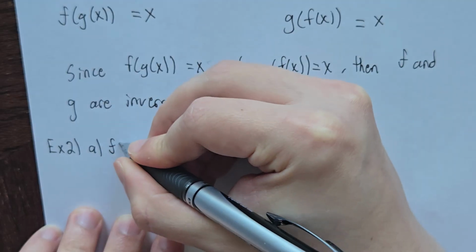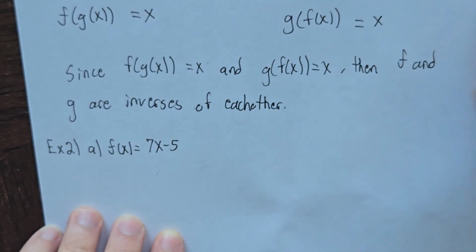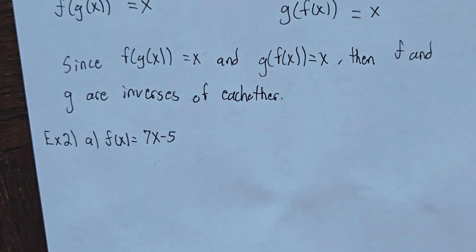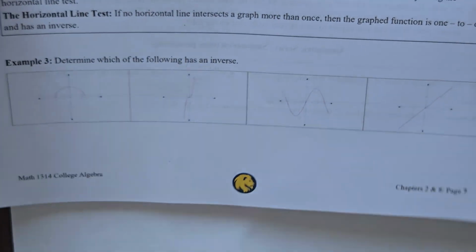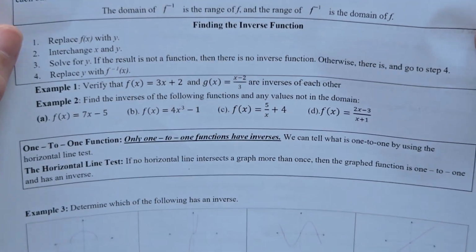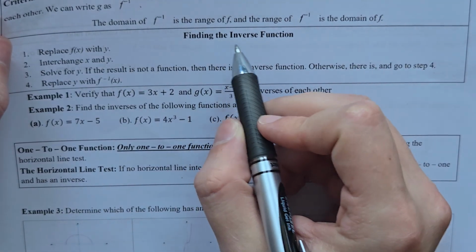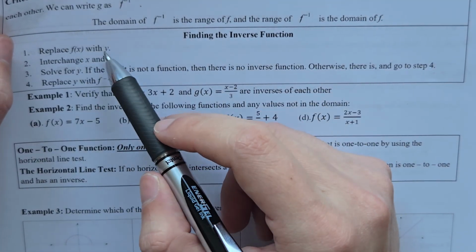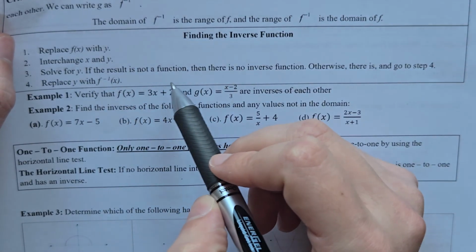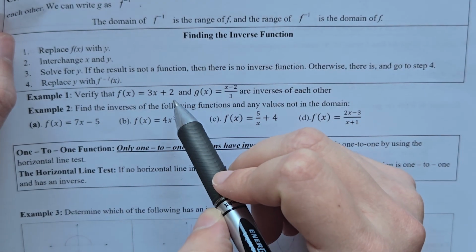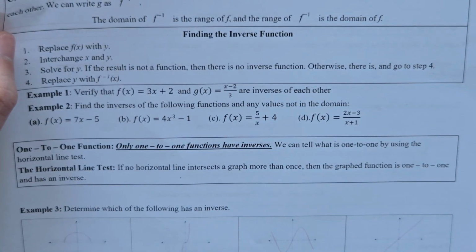A says f of x is equal to 7x minus 5. Now, I'm going to flash it one more time real quick, but there is a procedure for how to find an inverse of a function. It's given to us right here in the notes. It says that to find the inverse function, first replace f of x with y, interchange x and y, solve for y. If the result is not a function, then that means that there is no inverse function. Otherwise, if we can solve for y without there being any problems, then we can move on to step 4.